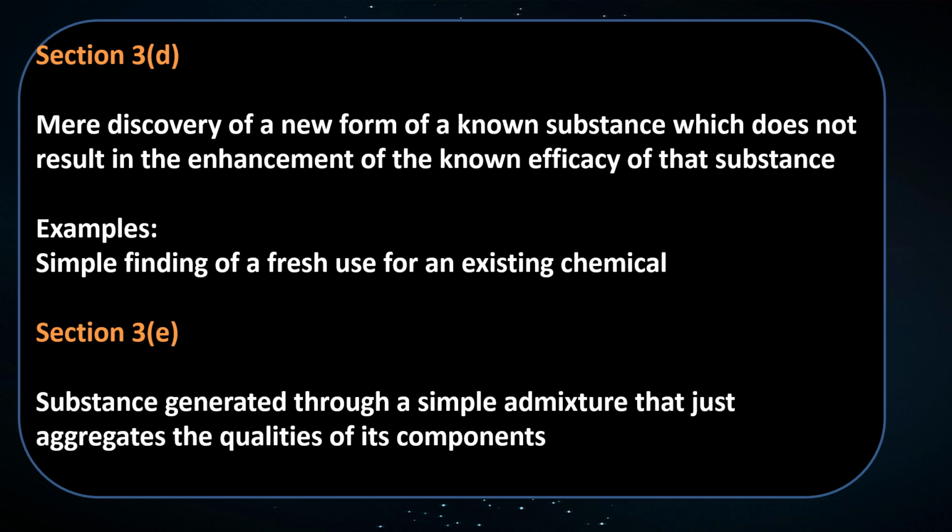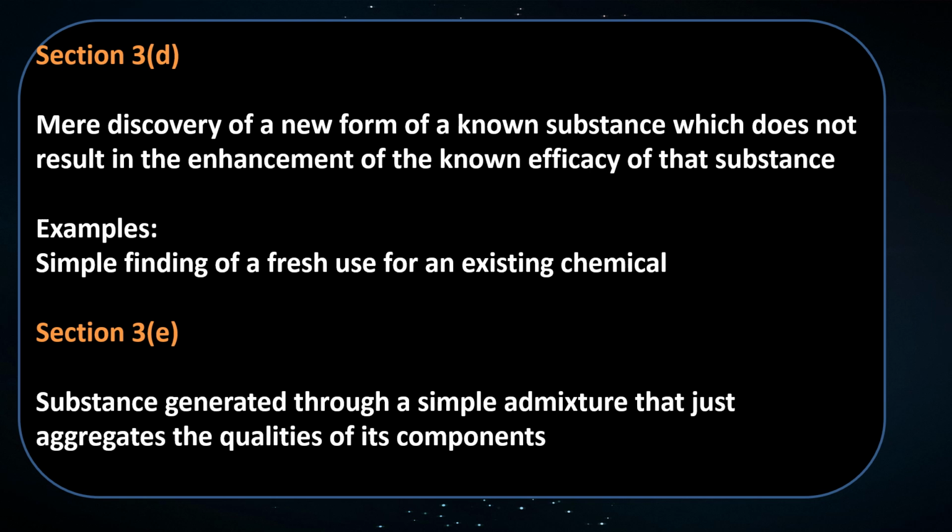Section 3D states that the mere discovery of a new form of a known substance, or a new use of a known substance, which does not result in the enhancement of the known efficacy of that substance, is not patentable. So any new form of a known substance, such as a salt or a derivative, or a new use of an already known substance, is not patentable. The example is the simple finding of a fresh use of an existing chemical.